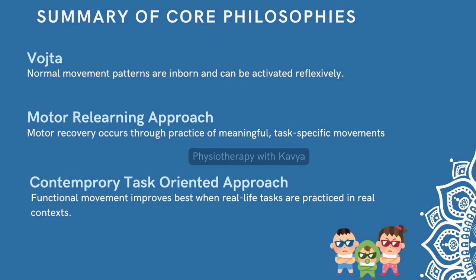3 more to go. Vojta Therapy. Normal movement patterns are inborn and can be activated reflexively. Motor relearning approach. Motor recovery occurs through practice of meaningful task-specific movements. Contemporary task-oriented approach. Functional movement improves best when real-life tasks are practiced in real context.